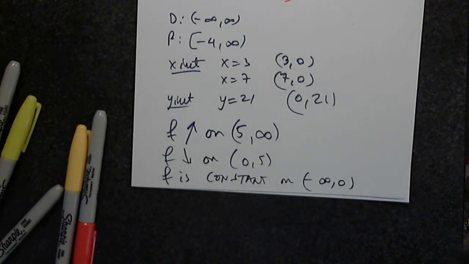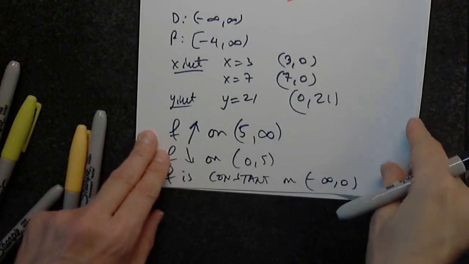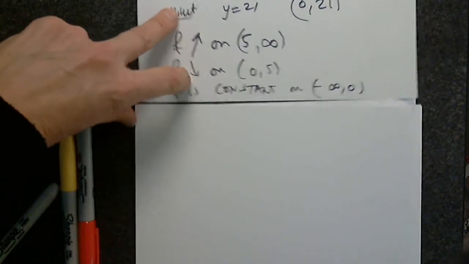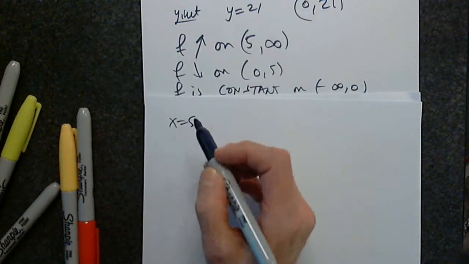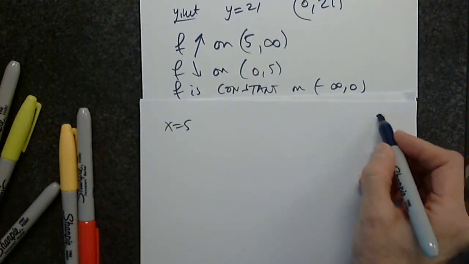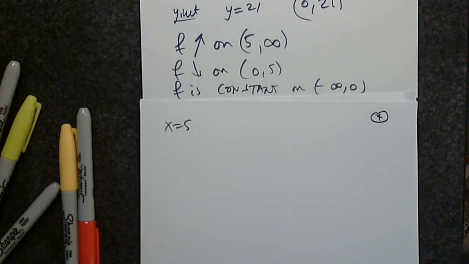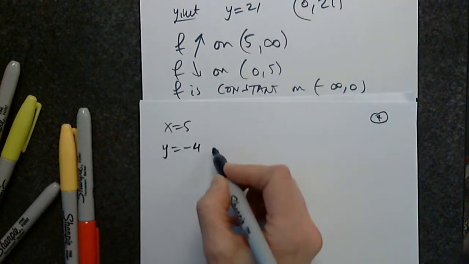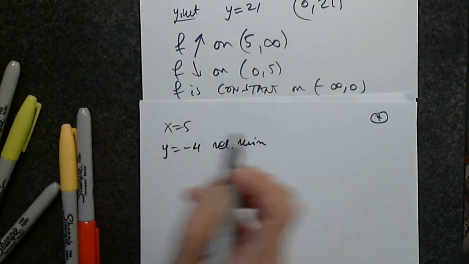The number at which f has a relative minimum. The number at which it has a relative minimum. Yes, indeed. So x equals 5. So now the number, the relative minimum, is the next question. How much is the relative minimum? Yes, y equals -4 is the relative min.